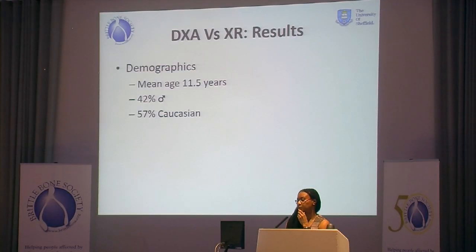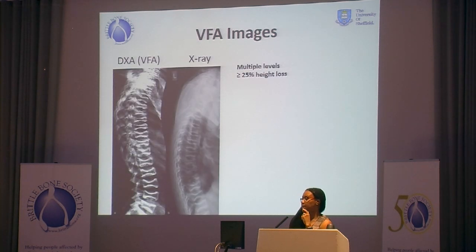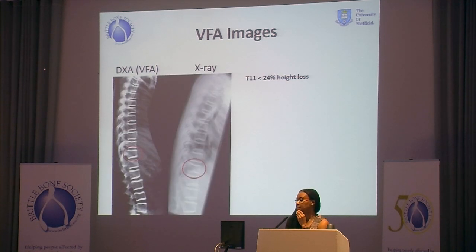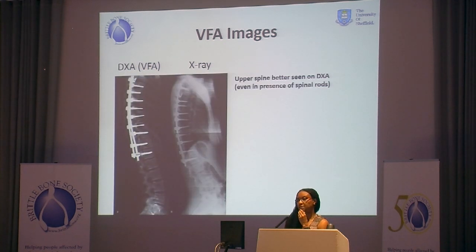The children had an average age of about 11 and a half years. Just under half were male and just over half were Caucasian. And this is one child's VFA and X-ray, and we can see multiple level fractures. This is another child, more subtle fractures with loss of height of about 24% at T11. And by serendipity, really, we found out that DEXA sees the vertebral bodies better in the upper spine than X-ray, and also far better when there's rodding in situ. So that's really an important finding, because many of our children will have these rods.